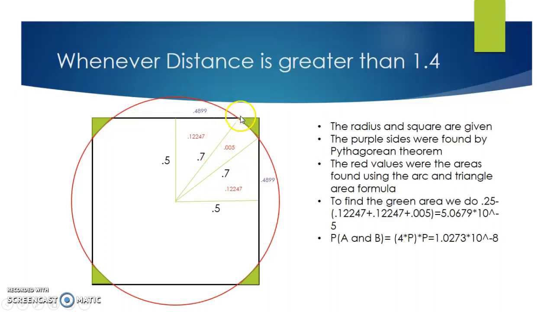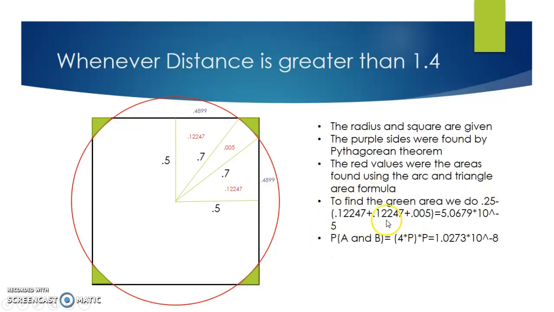And then, since we know that this is the area that we want, we add all three of these areas up and do 1 minus that. We can see this math right here. We see that it equals 5.0679 times 10 to the negative 5.